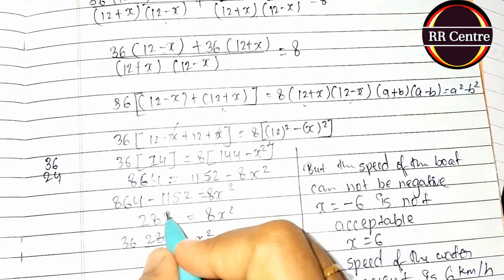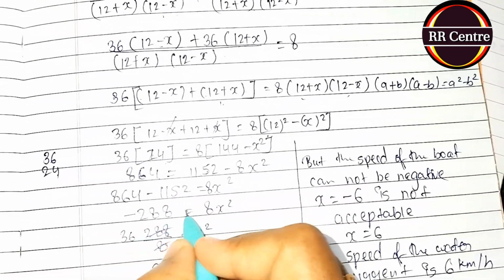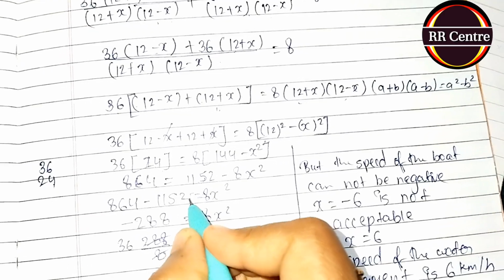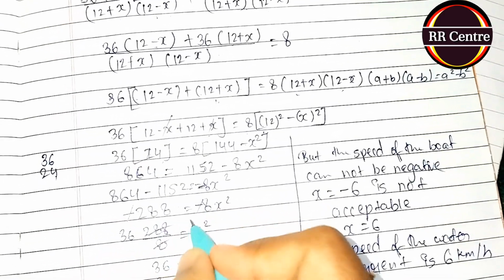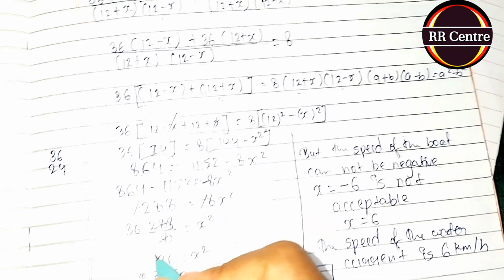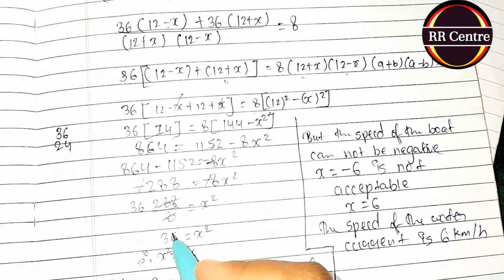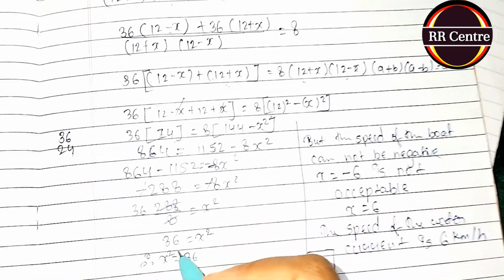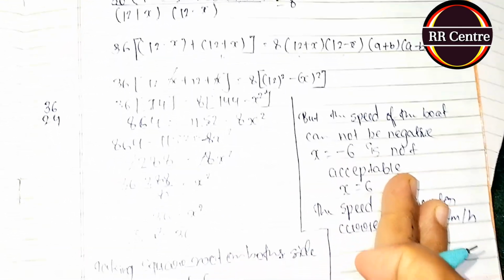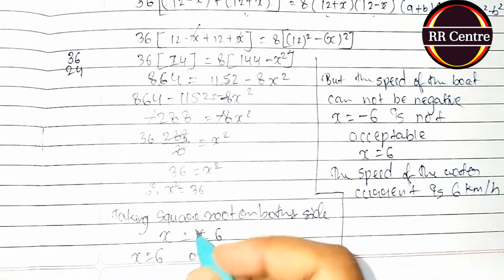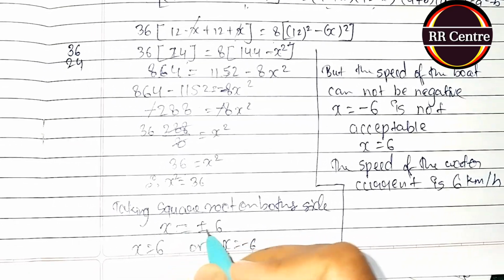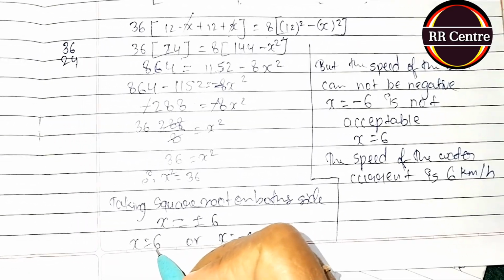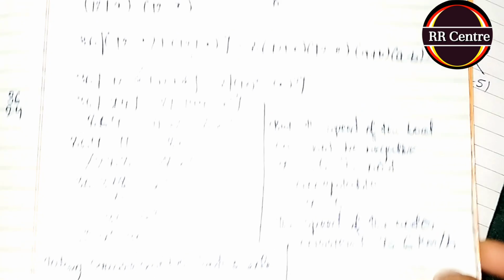Subtracting, the minus gets cancelled and the 8 gets multiplied. Then using subtraction and division, we get 36 equals x square. After that, x square is equal to 36. Taking the square root on both sides, x is equal to plus or minus 6. Then x is equal to 6 or x is equal to minus 6.